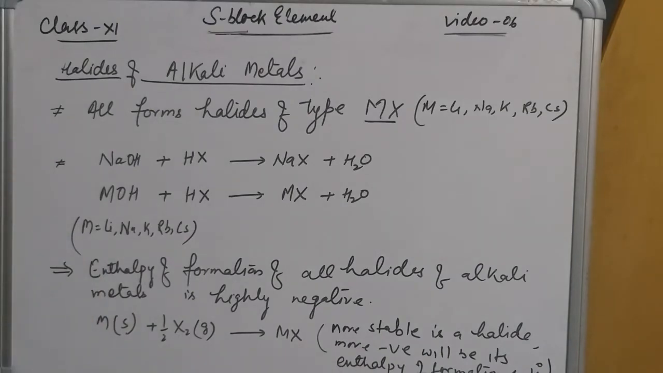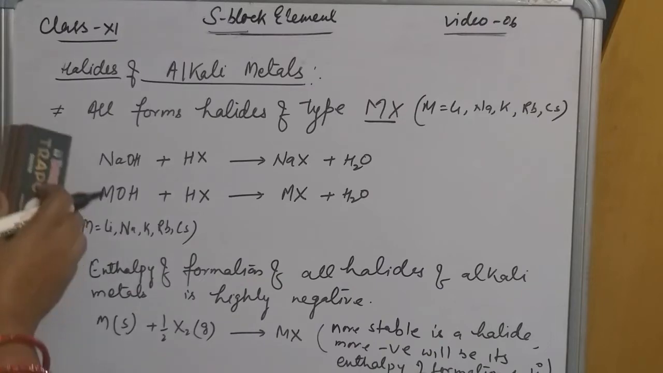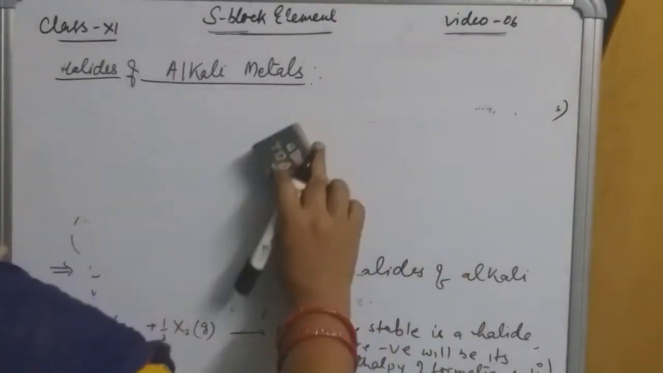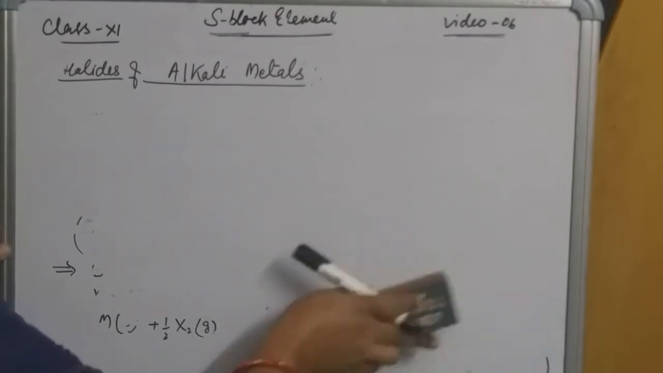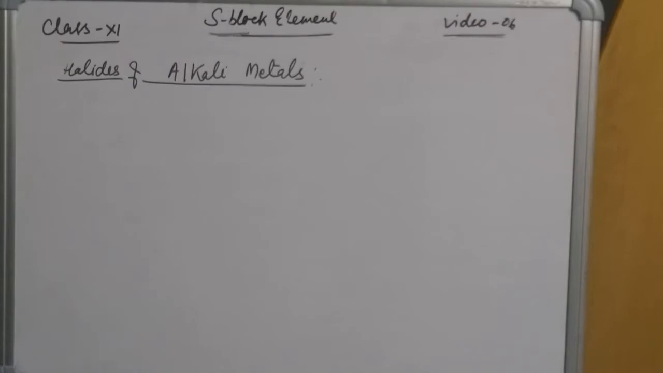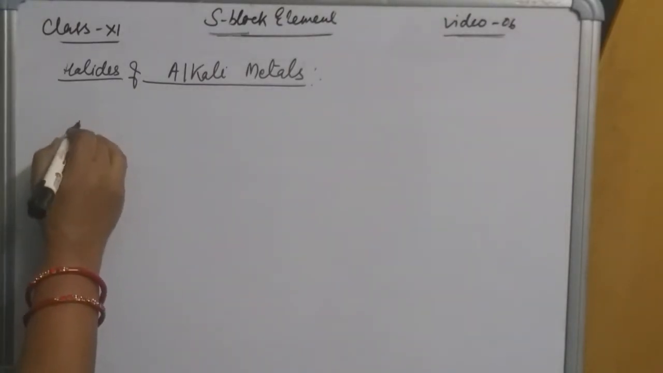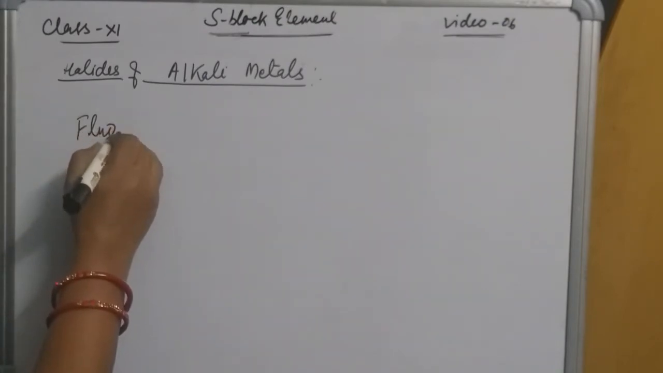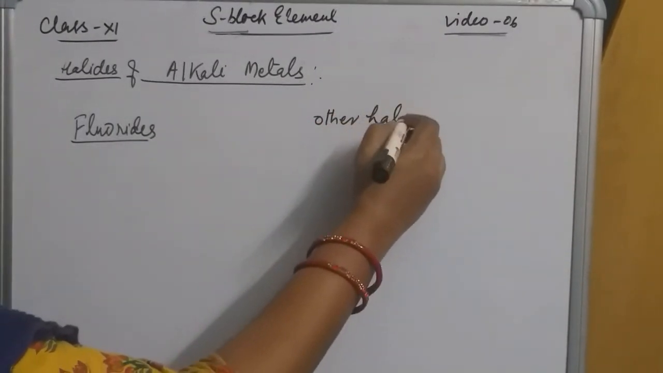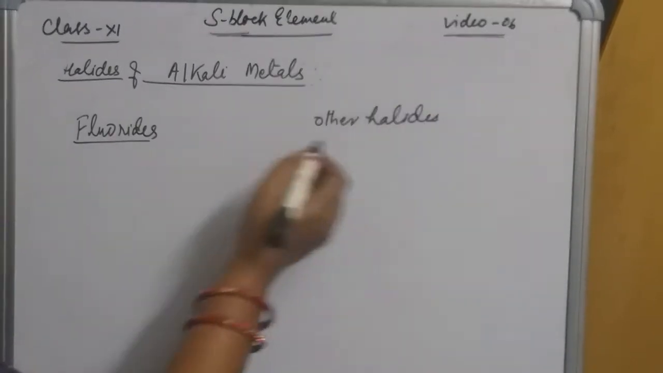Now, let me discuss the metal halides with the halogen group, meaning with fluorine and with other halogens. What happens when an alkali metal forms a compound with fluorine, and when it makes a bond with halogens other than fluorine? So let's discuss fluorides and other halides. Other halides means chloride, bromide, iodide, and so on.